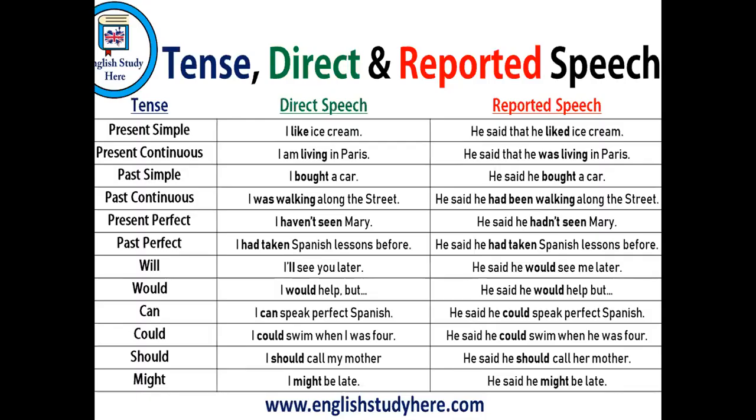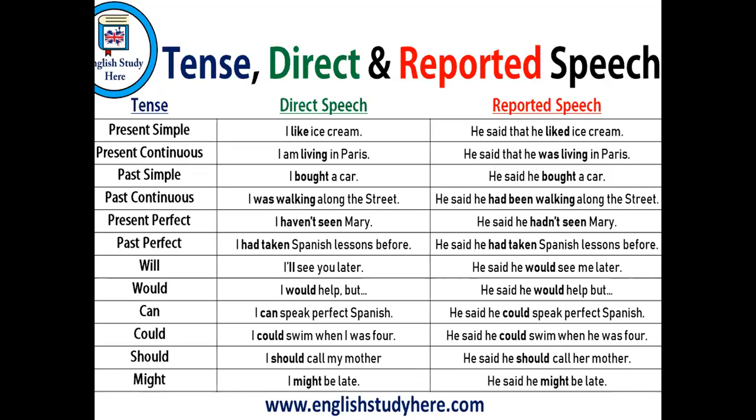So students, I have again put a tenses chart in this topic so that you may have a better understanding with the help of examples. Here are the tenses and the examples of the tenses, and how to change them into reported speech is also done here. Present simple, present continuous, past simple, past continuous, present perfect, past perfect, will, would, can, could, should, might.